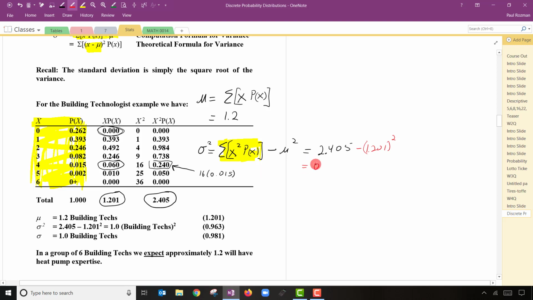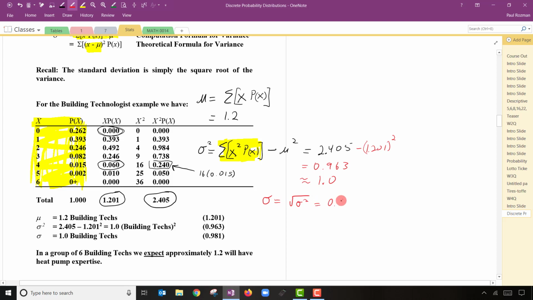So you get 0.963, which, to one decimal place anyway, is 1.0. And again, the units are the same as the data. So these are building technology students. We can take the square root of this to get the standard deviation.